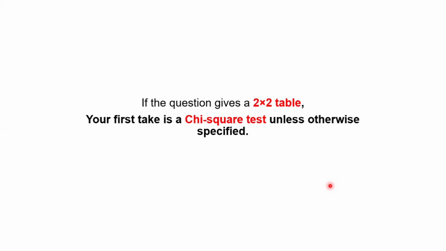Now, the key takeaway, a trick for USMLE, is that if the question gives you a 2 by 2 table, your first take is a chi-square test unless otherwise specified. And the otherwise specifications are: the minimum frequency in a group is less than 5, or the question explicitly mentions that the sample size is very small, then a Fisher's exact test is going to be used. Otherwise, chi-square is nearly always the answer.